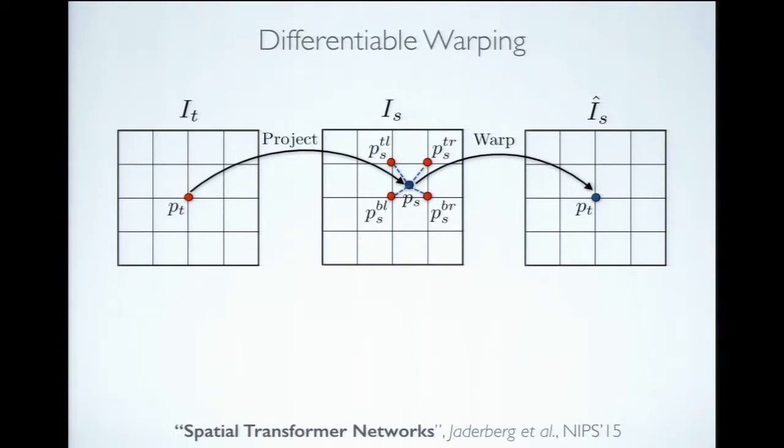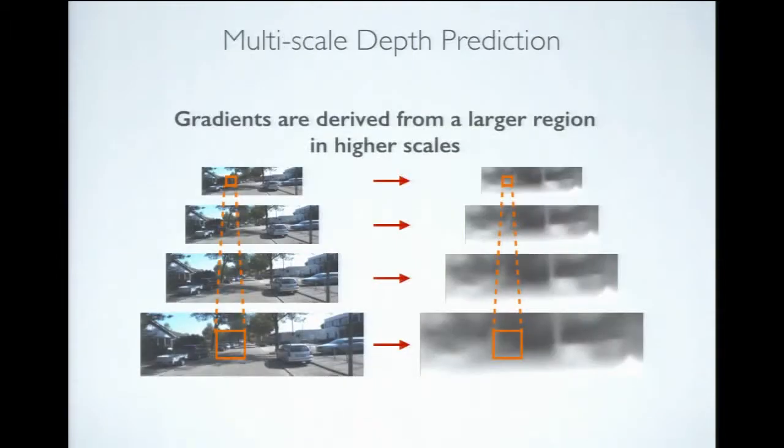One issue with this type of training is that the gradient signals tend to be very local, since the error is only dependent on the immediate neighbors of the projected coordinates. So in this case, the gradients can only be derived from the pixel error difference around the neighborhood. To combat this, we use a multi-scale prediction mechanism such that the gradients can be derived from a larger region in higher scales and gradually propagated to lower scales.